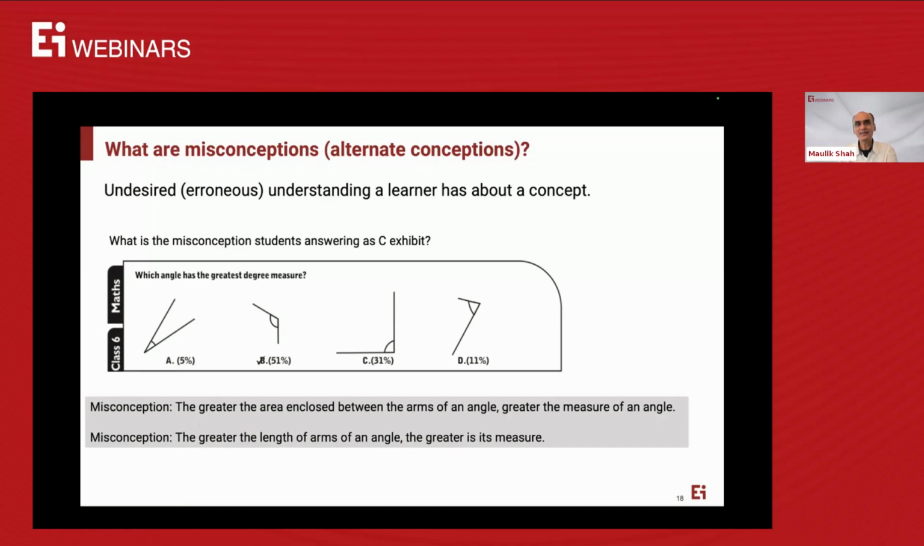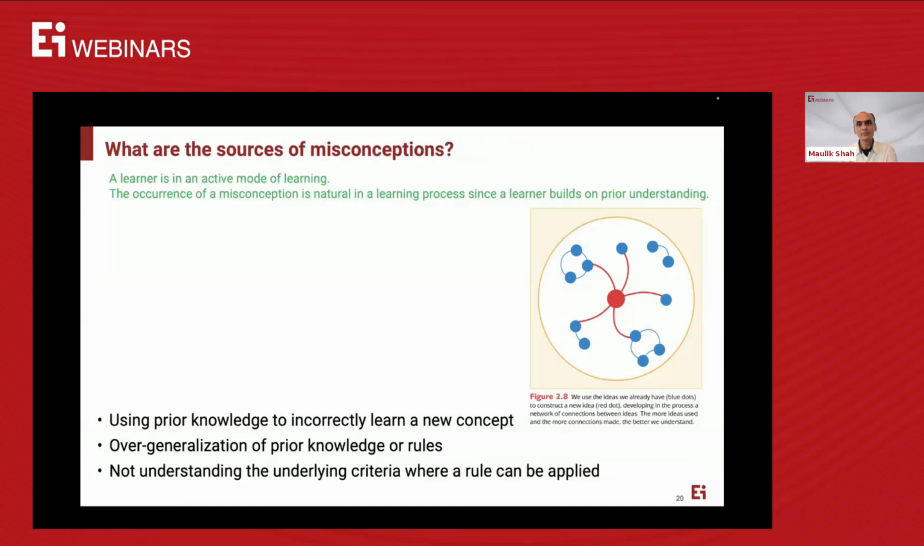And that is undesired understanding, a faulty notion about the concept. Why do they arise? This is happening because whenever a learner is learning a new concept, he is building from prior knowledge. He has to make appropriate connections with the new idea. So all these blue dots are existing ideas that students already have in their mind. The red dot represents a new idea being developed in their mind. They have to make appropriate connections. These misconceptions arise because these connections are not being made appropriately. Some of the connections are not made. The richer these connections are, the better the understanding students have.